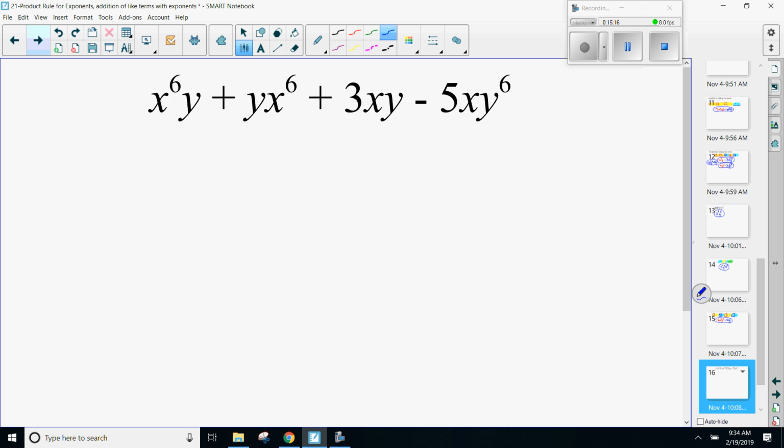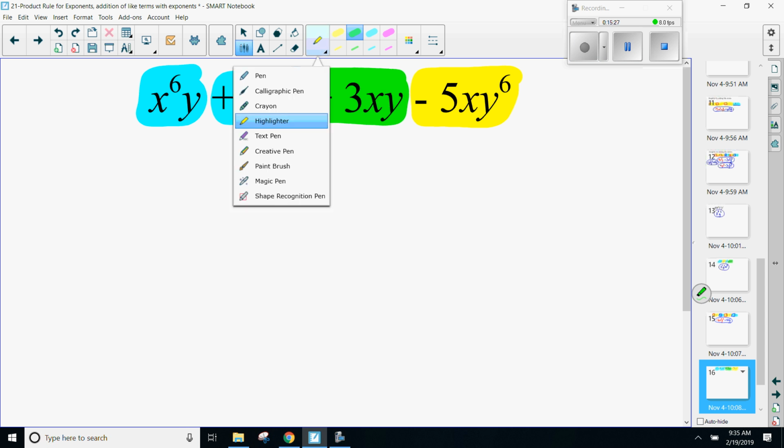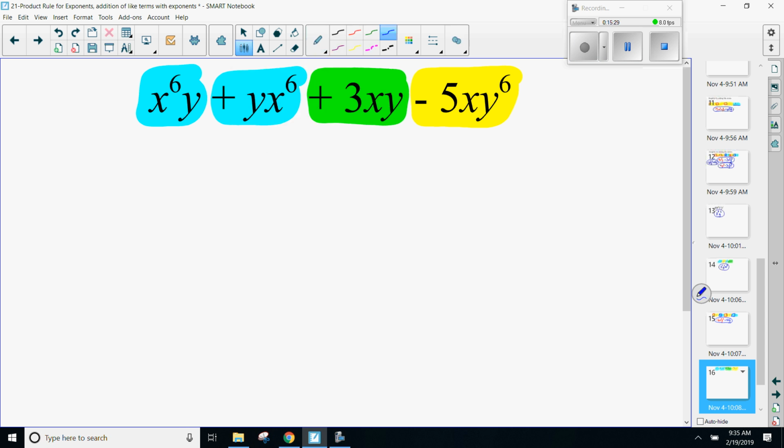This one. So with the y being to the 6 instead of the x, it makes it different than those blue terms. And this term is different. So your answer should have 3 terms. This is a 1, this is a 1. So you're going to take 1 plus 1, which is 2. And then you just keep the rest the same.